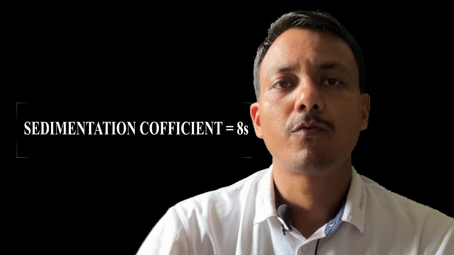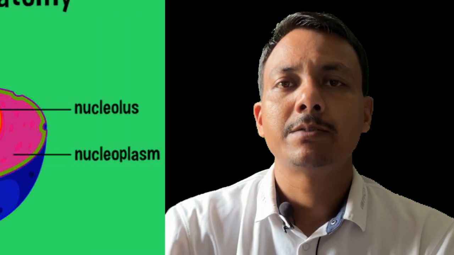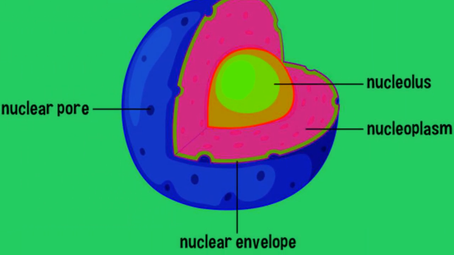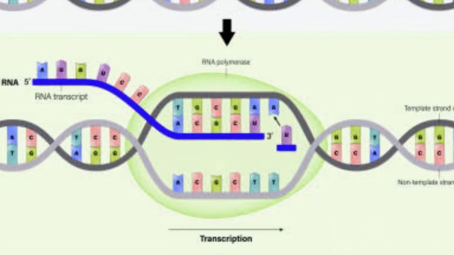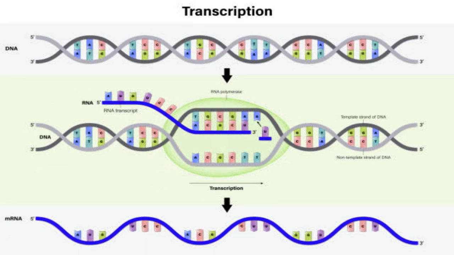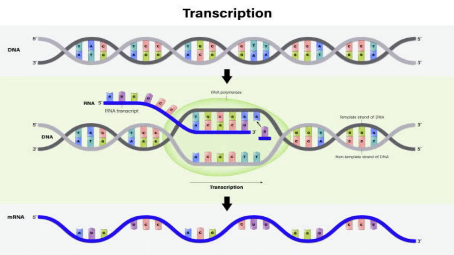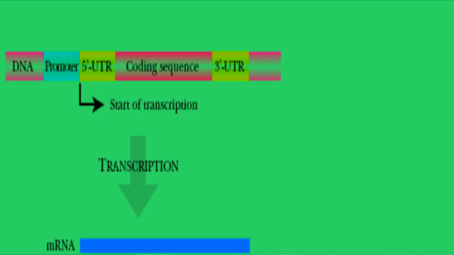mRNA makes up only 3 to 5% of total RNA in a cell, but it is essential for the production of every protein in our body. It has a sedimentation coefficient of 8S, which refers to its size in centrifugation. mRNA is produced in the nucleus through transcription. The enzyme RNA polymerase binds to the DNA and reads the template strand. It builds a complementary RNA strand, initially called pre-mRNA.